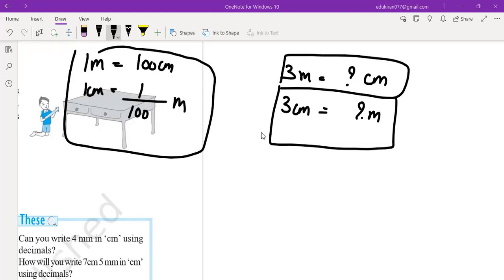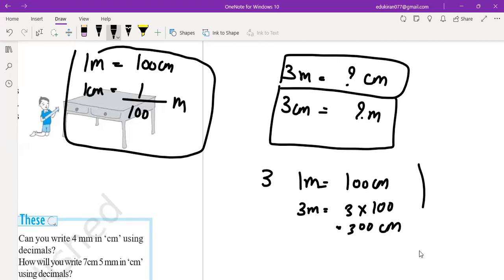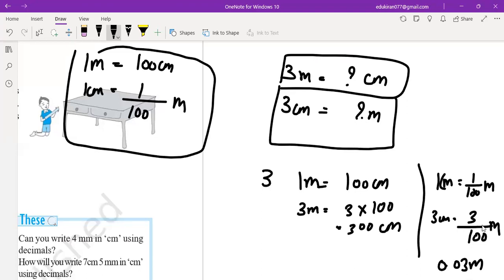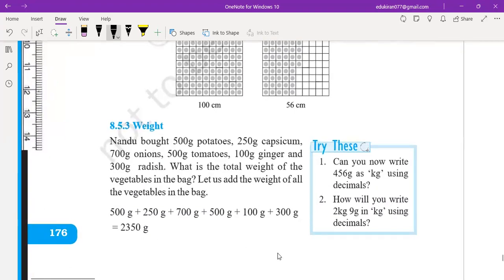Okay, so over here, first one is 1 meter equals 100 centimeter, right? So 3 meter would be 3 multiplied by 100, so 300 centimeter. And in conversion, 1 centimeter equals 1 upon 100 meter, right? So 3 centimeter would be 3 upon 100 meter. So it will be 0.03 meter. Done?